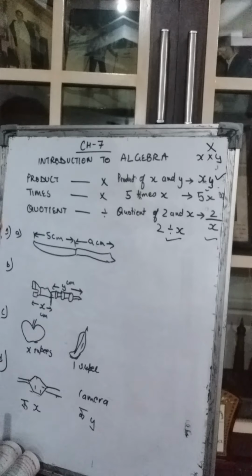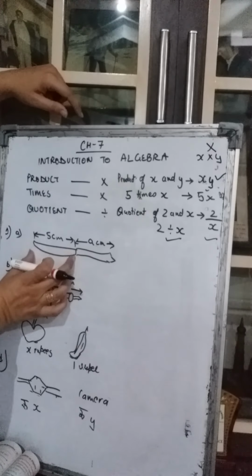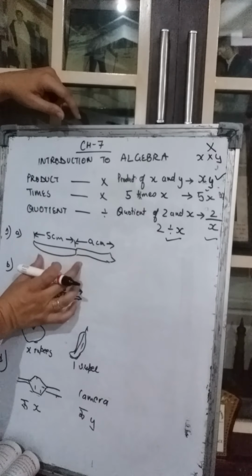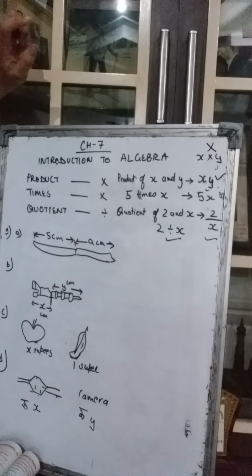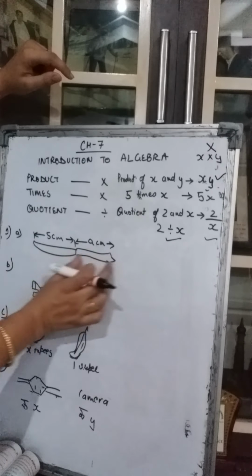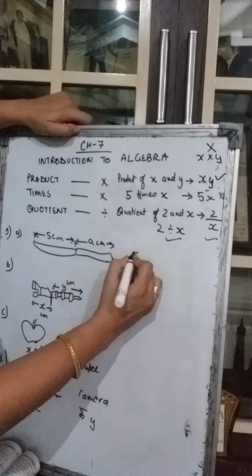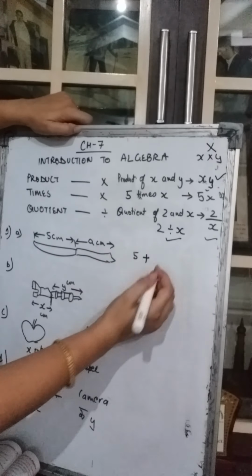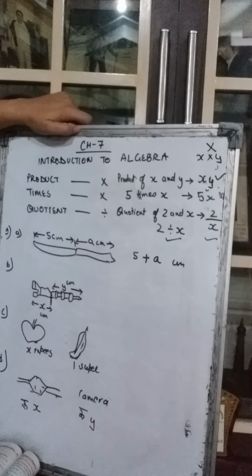So let's come to the first question. This first, second, third and fourth, you will do in the book only. No need of doing in the classwork copies. Right? So the first question says there is a knife. They are saying that the blade of the knife is 5 centimeter long, and the handle is a centimeter. We do not know, okay, let it be a only. They are asking what is the total length. This plus this will give you the total length, isn't it? So 5 plus a, and you'll write the unit centimeter. That is the total length of the knife.